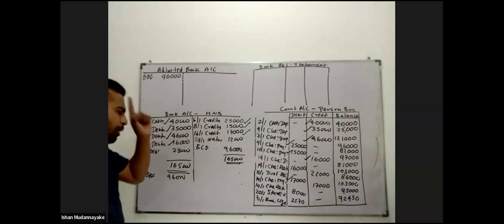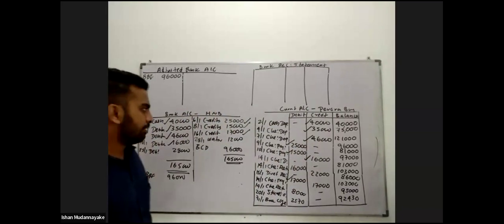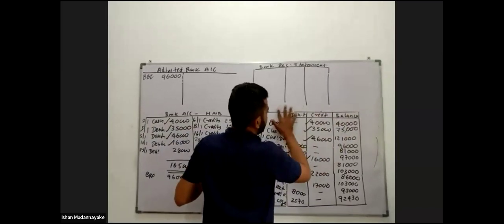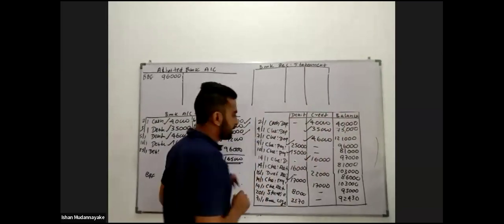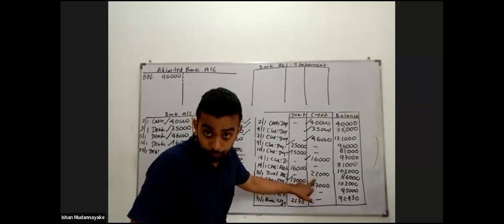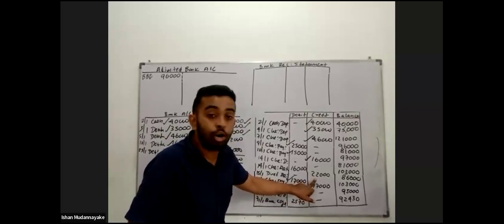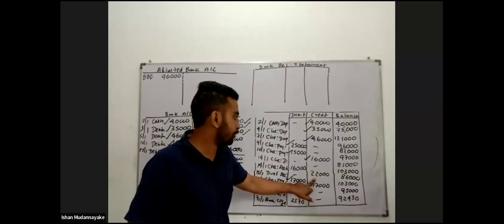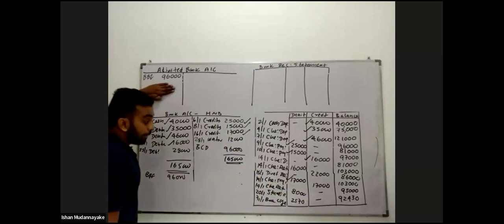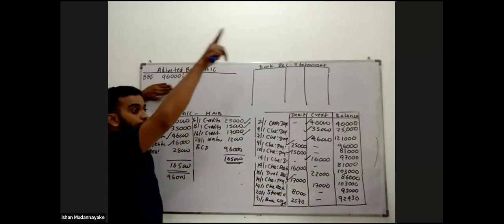Now, look at the bank statement credit side. In the bank statement credit side, 22,000 direct deposit. We have not recorded it. Then how do we pass the double entry in our business organization for this 22,000? Adjusted bank account debit 22,000. Debtors account credit 22,000.